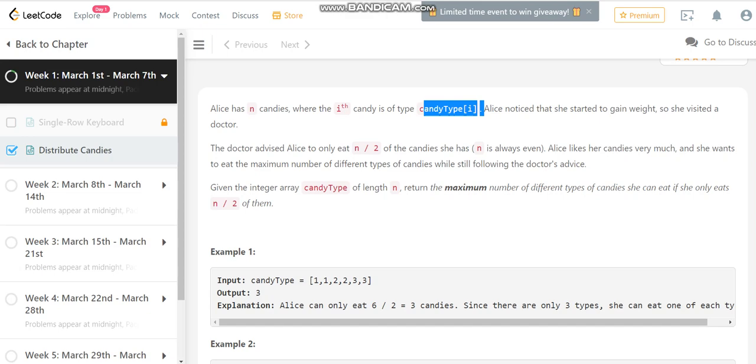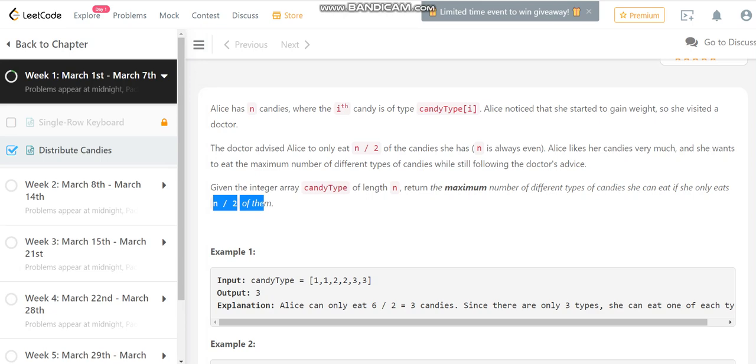The doctor has advised Alice to only eat n by 2 of the candies. So let us say Alice has n total candies, she can eat only n by 2 out of them. That is the constraint. Alice likes her candies very much and she wants to eat the maximum number of different types of candies. So given the integer array, return the maximum number of different types of candies that she can eat if she only eats n by 2 of them.